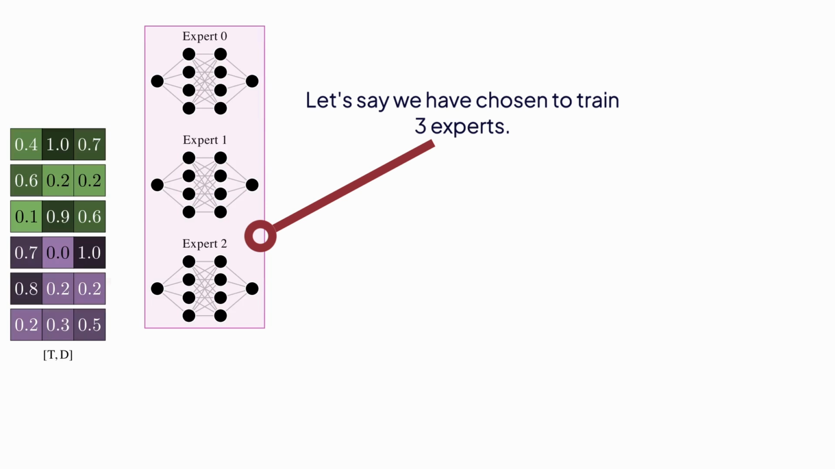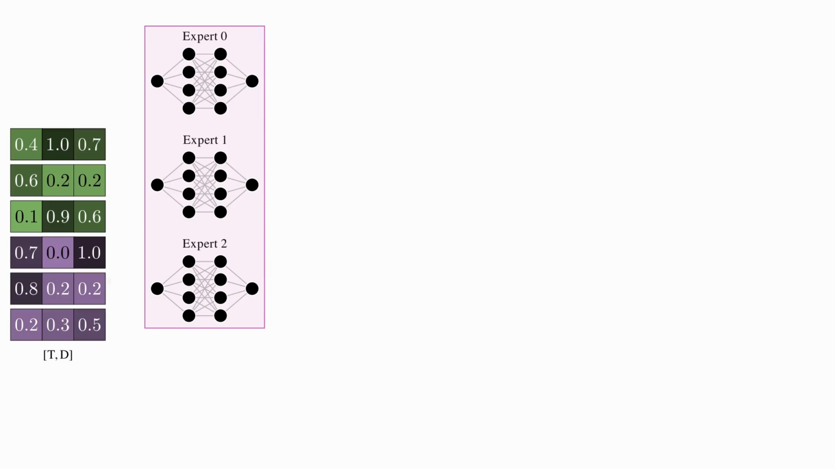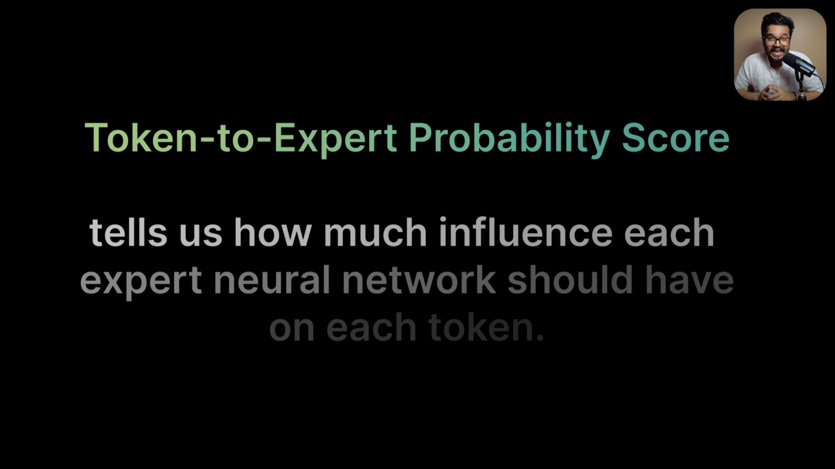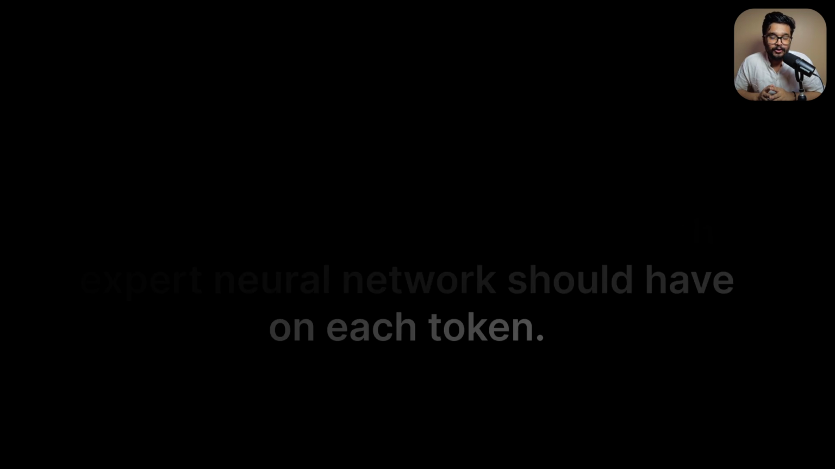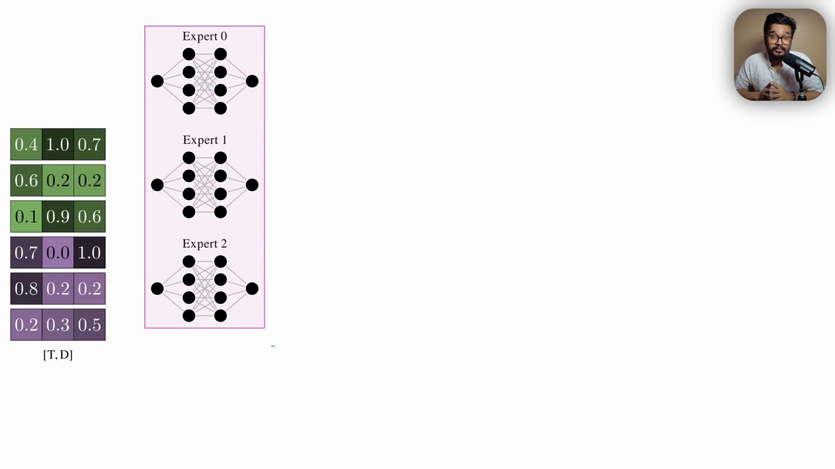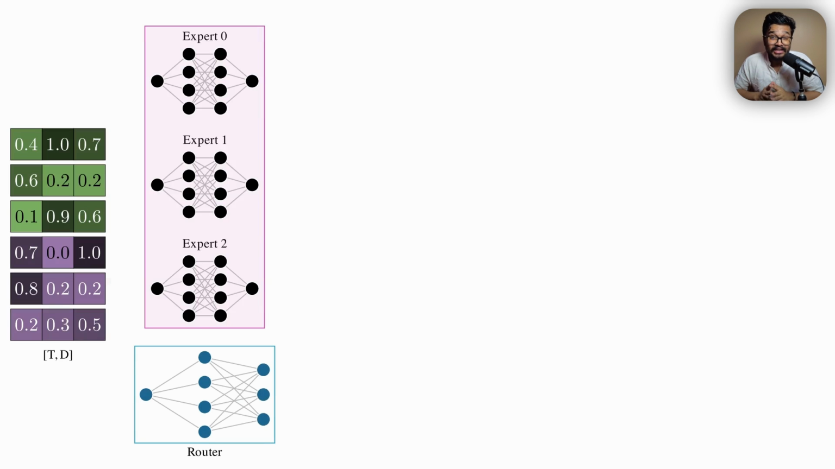When processing one token, we first need to figure out how much influence each expert should have on processing this token. This influence score is often called the expert probability score or the token to expert affinity score. We are just going to call it the expert probability for the rest of this video. To determine this probability, we will train a separate network called the router network.